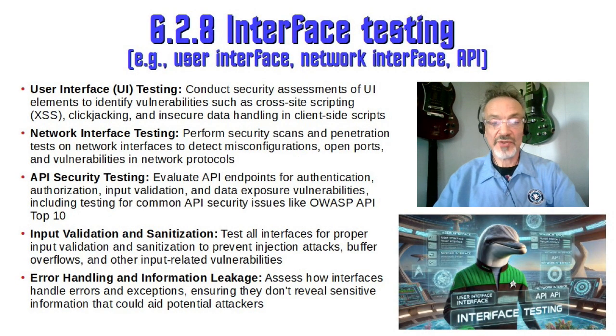6.2.8 Interface Testing. This subtask is about testing the various interfaces your system uses to ensure that they are secure. Here's what you'll need to focus on. User interface or UI testing. This involves testing UI elements for vulnerabilities like cross-site scripting, clickjacking, and insecure data handling on the client side. The goal is to ensure that users cannot exploit the interface to compromise the system.